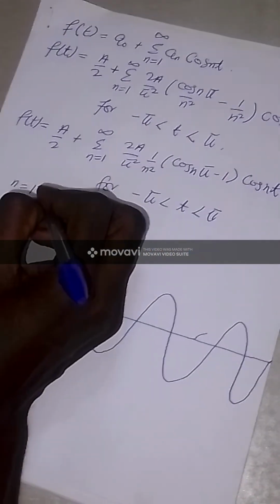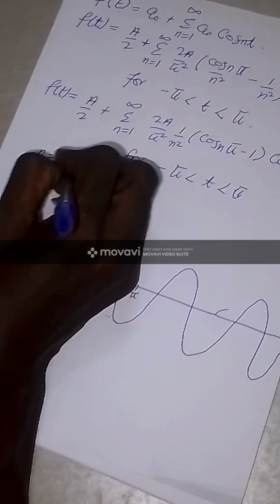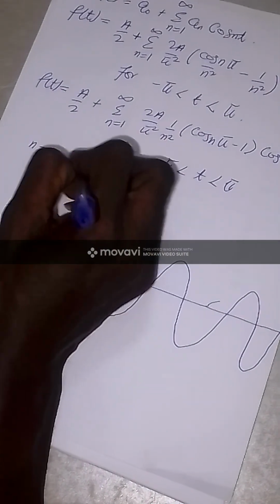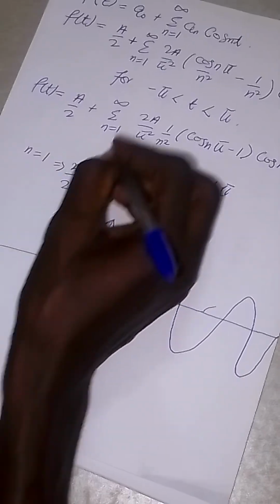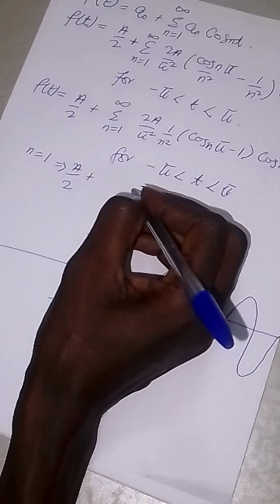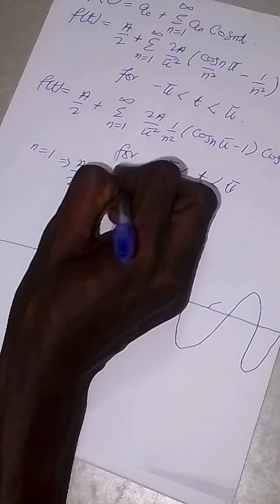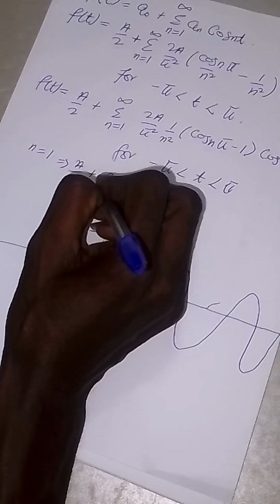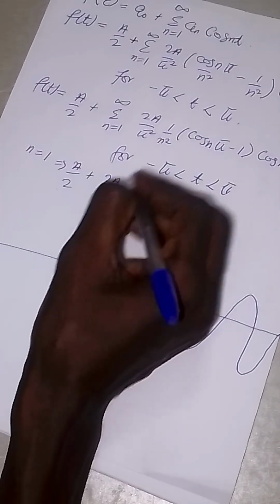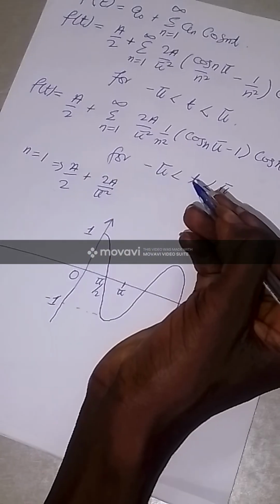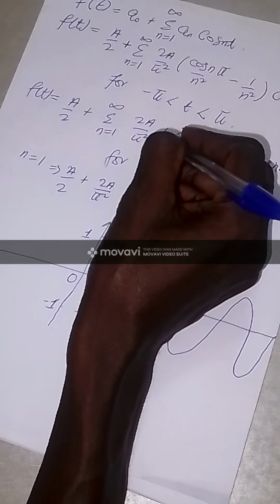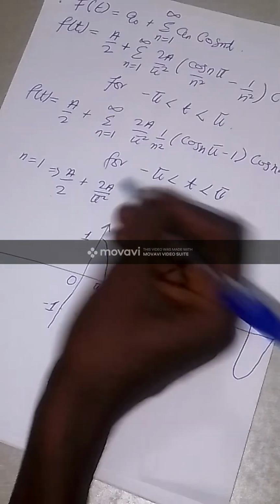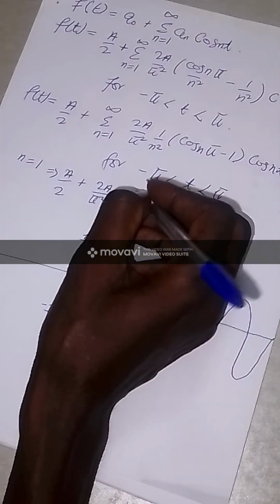So now what I'll have is that if n is equal to 1, I'm going to have a over 2 plus, I will not bring the summation again because now I'm expanding my series. 2a over pi squared. So 1 over n squared will become 1 over 1, because 1 squared is 1. So I'll just leave it like that.